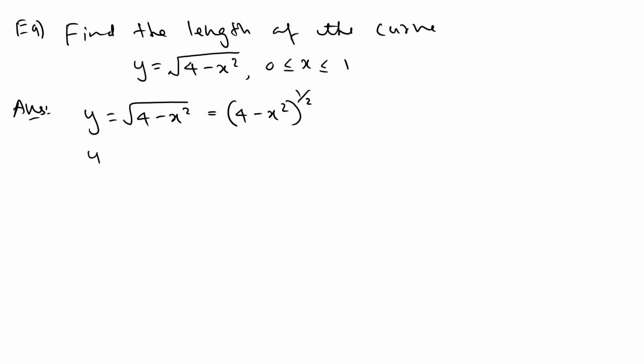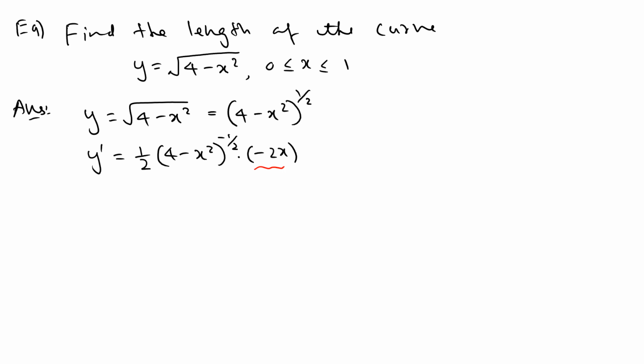Now when you take the derivative, you have to use the chain rule. So this is 1/2 times (4 minus x squared) to the negative 1/2 times negative 2x. This is coming from the chain rule. You have to multiply by the derivative of the inside function. Here the inside function is 4 minus x squared, so you have to multiply by the derivative of that.